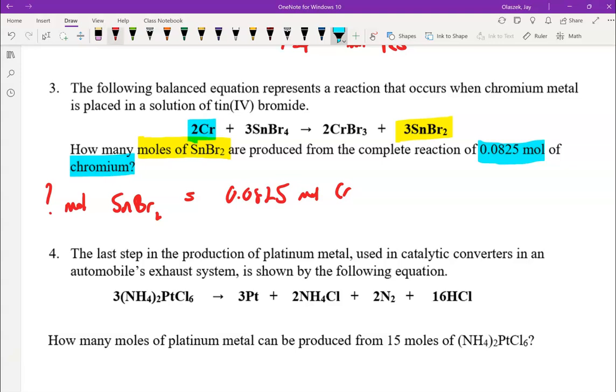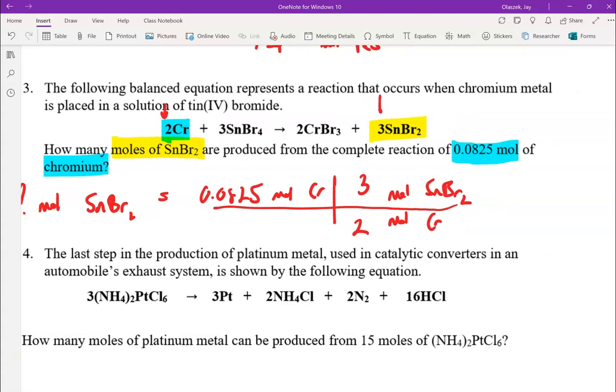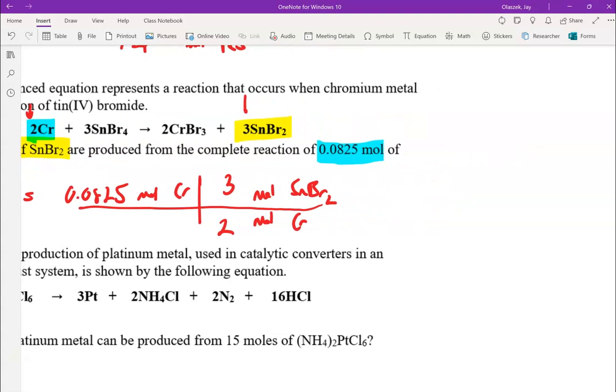Okay. So we need the balanced ratio according to the equation. That means we're going to go from moles of chromium to moles of SnBr2, not 4. And it tells us the ratio right there in the balanced equation. That's a 3, that's a 2. All right. So we're going to take 0.0825, multiply that by 3 and divide it by 2, and there's our answer, ladies and gentlemen.